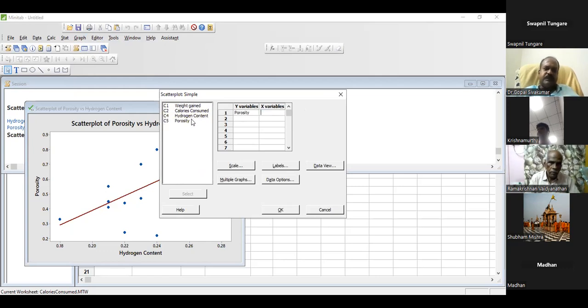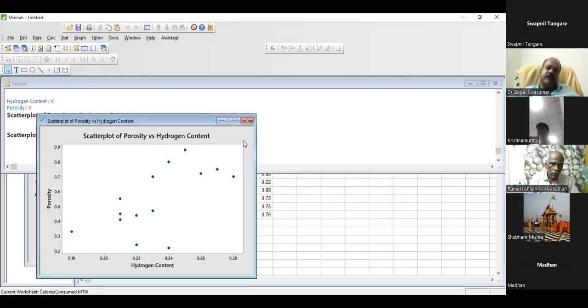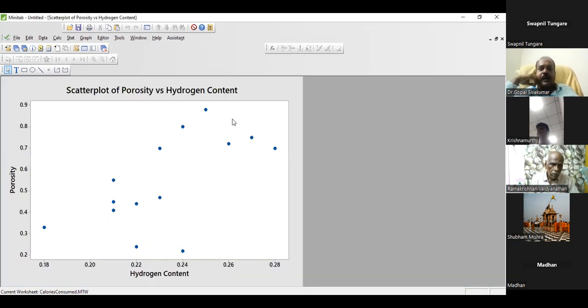Porosity first, hydrogen content. Now, can you tell me, is there a relationship between X and Y here? Very difficult to tell, right? So in order to overcome this, because it looks like some kind of relationship, because you can see as I move from left to right, my points are moving upwards, isn't it? So there is some relationship.